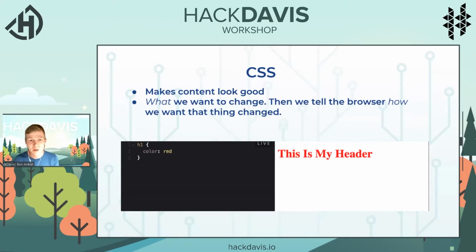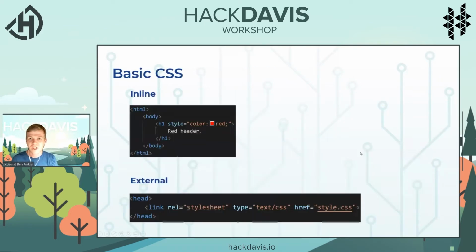have default properties. So for example, you saw that the text was black. That's one of the default properties. So in this example, you can see that we're changing the color of this header to red. And so here's how we would actually use some basic CSS.